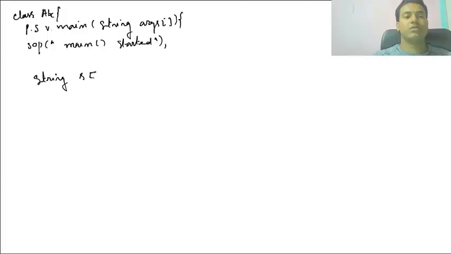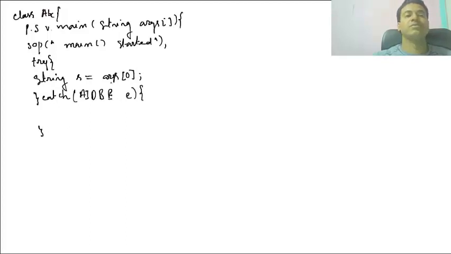String s is equal to args of 0, right? Now this statement may give an exception, so what I have to do is put it in try and catch. In catch, which type of exception do I have to handle? It should be ArrayIndexOutOfBoundsException. E is the reference variable which is going to point to the exception if this gives an exception, right? And here I'll print E.